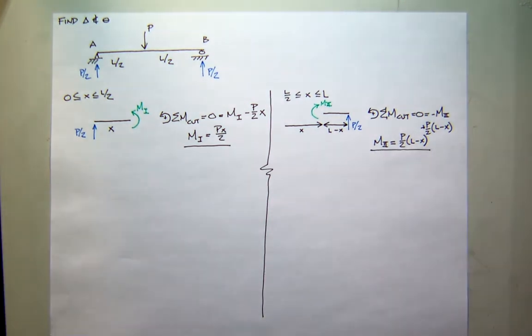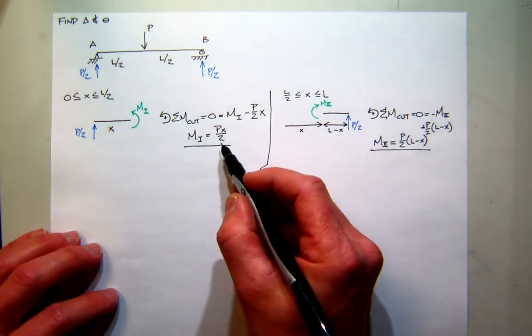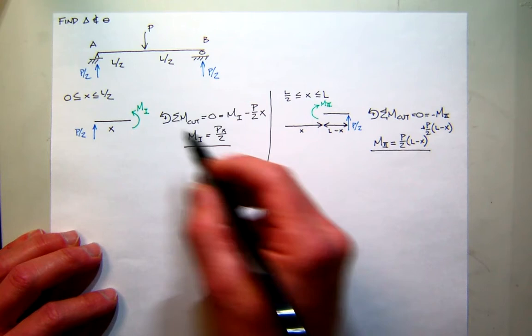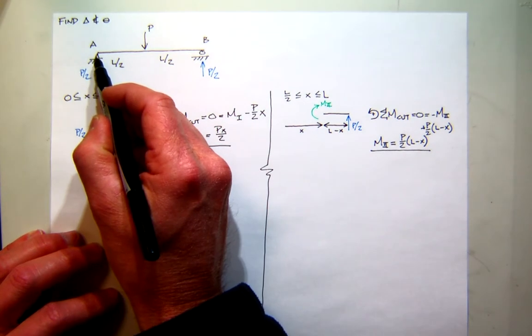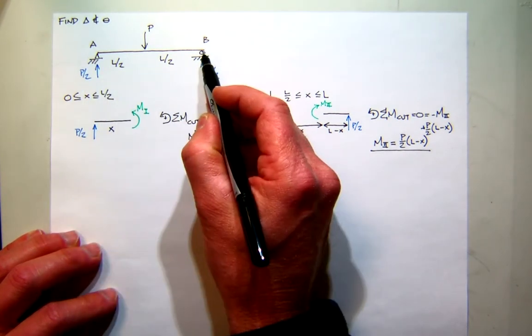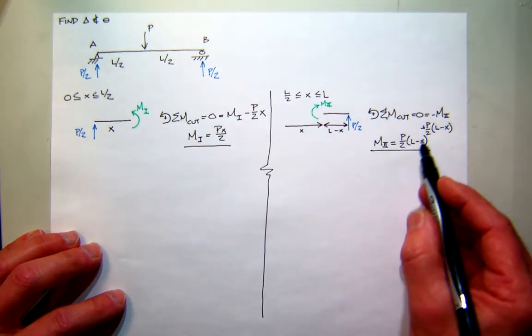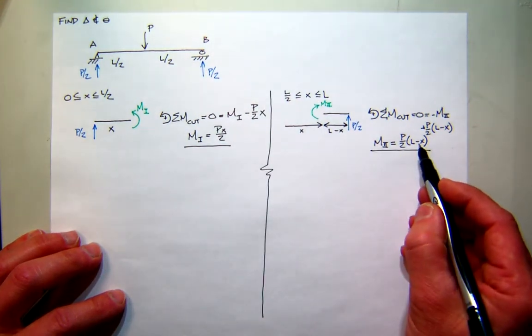Can we check these equations before we go any farther? Sure. Go to the first one. What's the moment when x equals 0? The equation says 0, and we know that moment is 0. We also know the moment is 0 at B, which is at x equals L. I have to use this equation for that. So when I put in x equals L, what do I get? 0.